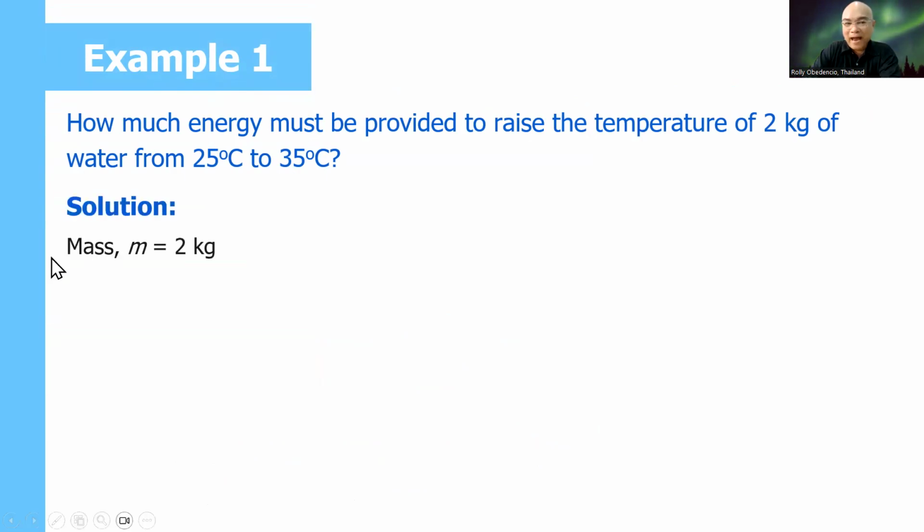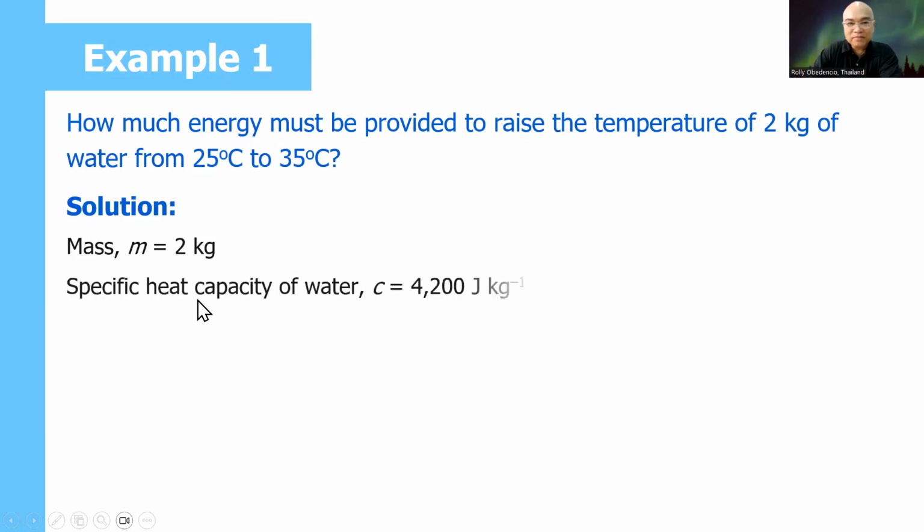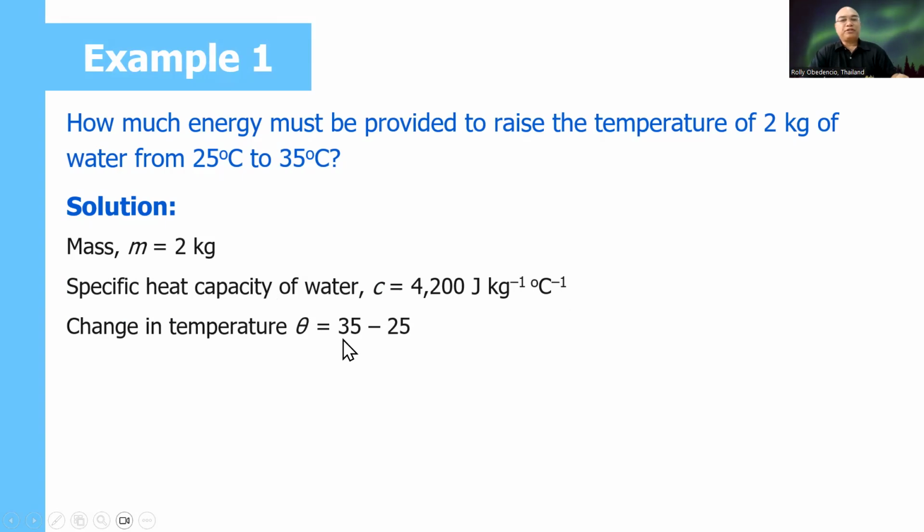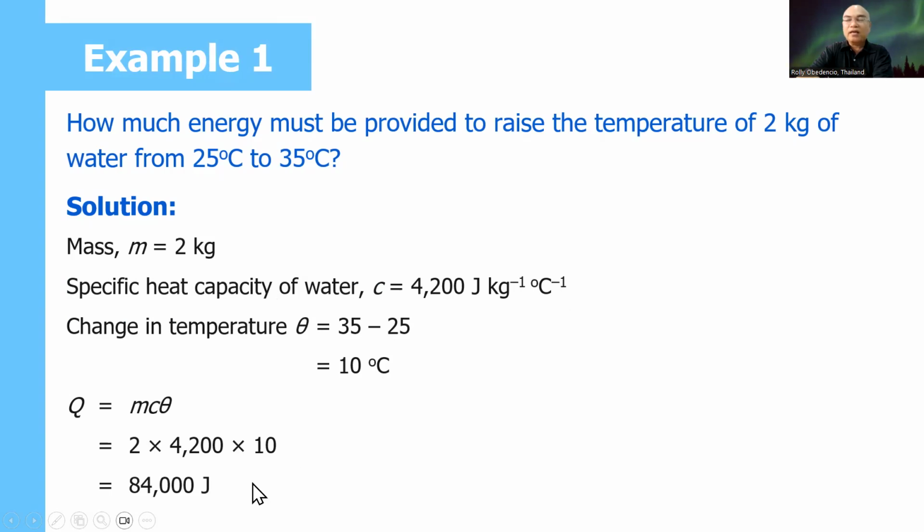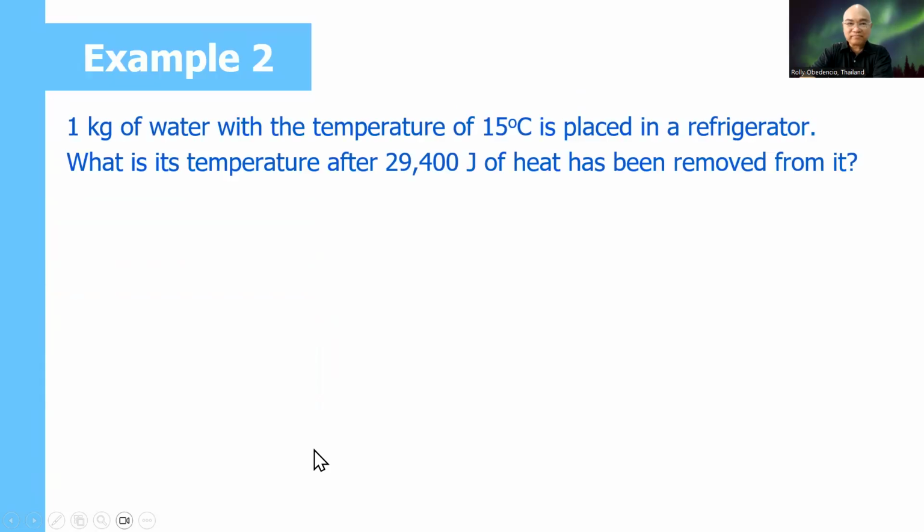So solution: mass equals 2 kilograms. Specific heat capacity of water, c equals 4,200 joules per kilogram per degree Celsius. Change in temperature, theta equals 35 minus 25, so you get 10 degrees Celsius. So we have Q equals mc theta. So 2 times 4,200 times 10, you get 84,000 joules. You can review this one.